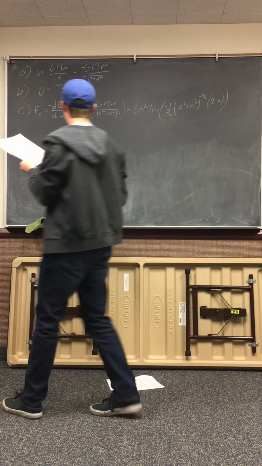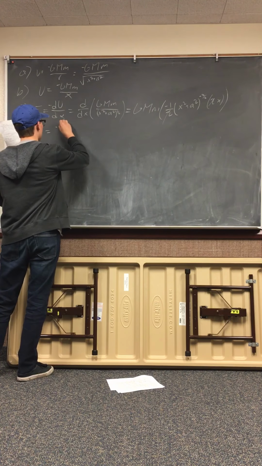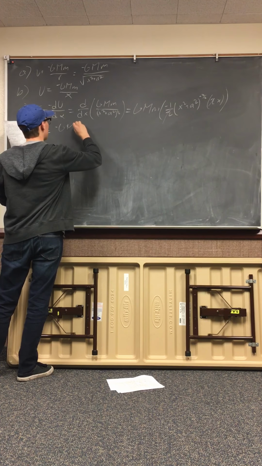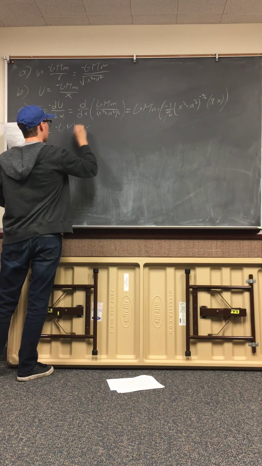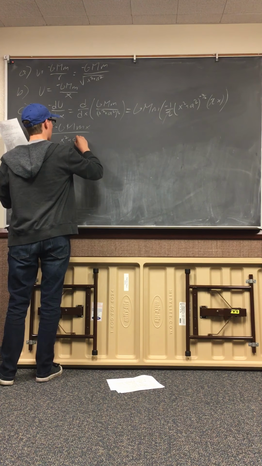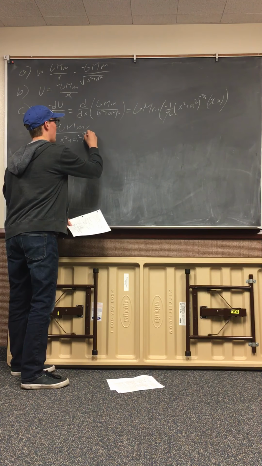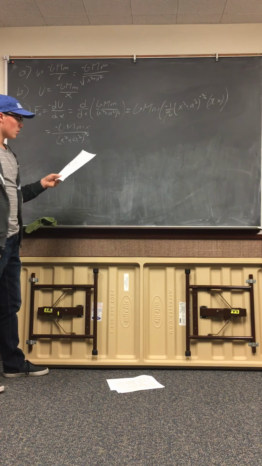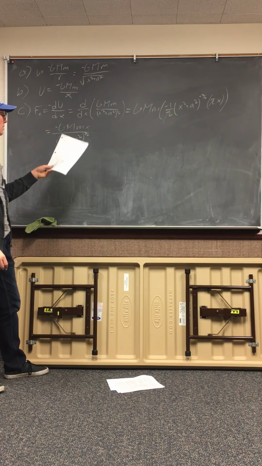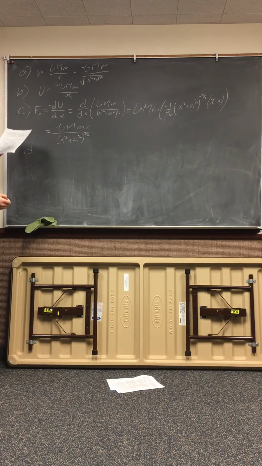So for our final answer for the force in the x direction, we get negative G M m times x divided by (x squared plus a squared) to the 3/2. The direction for that is going to be towards the ring, because of the negative.